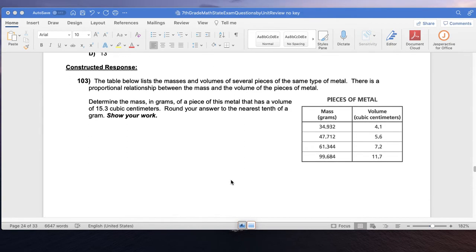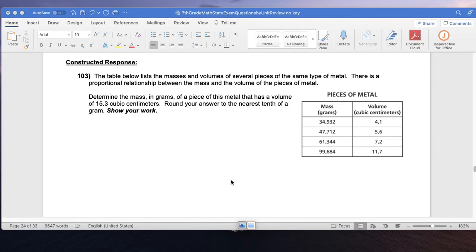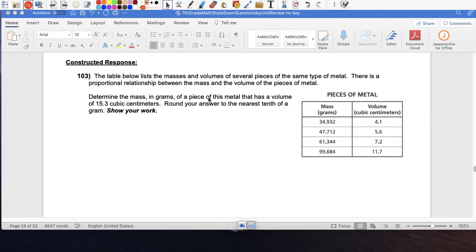The table below lists the masses and volumes of several pieces of metal. You might actually recognize this question. This was one of your tests. The question says: determine the mass in grams of a piece of metal that has a volume of 15.3. So if you had something that's 15.3, they're asking us for this value.